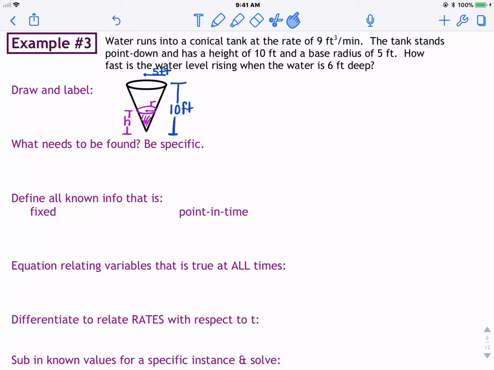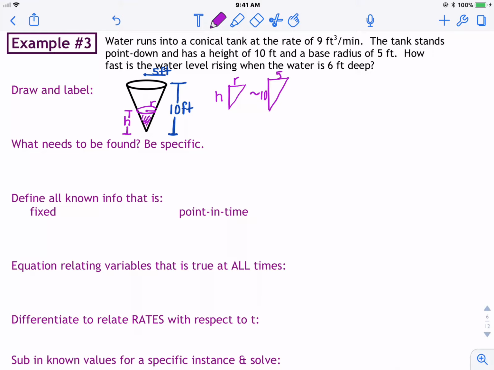I started to label my picture, and what I realized is the water is going to fill this cone, and it's going to be a cone of water every time, but it won't necessarily be the full 5 feet radius and the 10 feet height. But what I do know as I'm filling this in is that each time that water is in the cone and fills to a different height, its height and radius will be similar to the 5 by 10 radius and height that the cone is in shape.